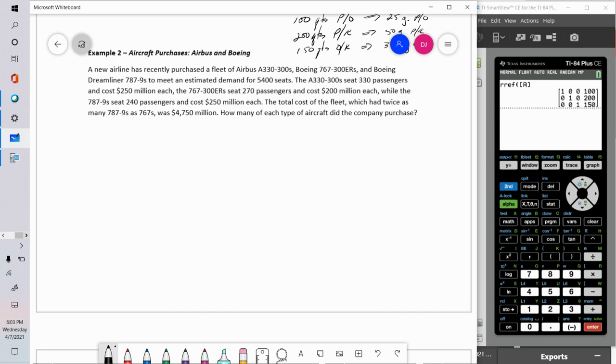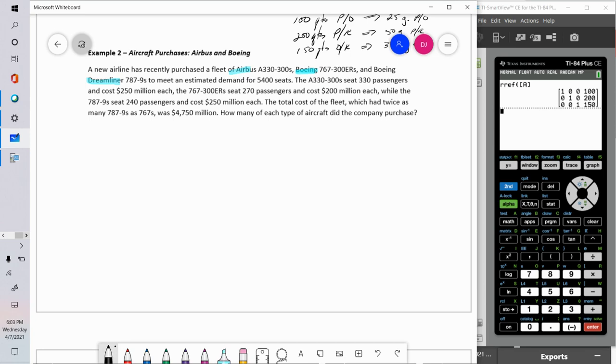Okay, I'm going to refer to them as the Airbus, the Boeing, and the Dreamliner. Even though the Dreamliner is made by Boeing, I'm just going to call it the Dreamliner. And this Boeing 767, I'm just going to call it Boeing. That way, I don't need to keep saying all these numbers.